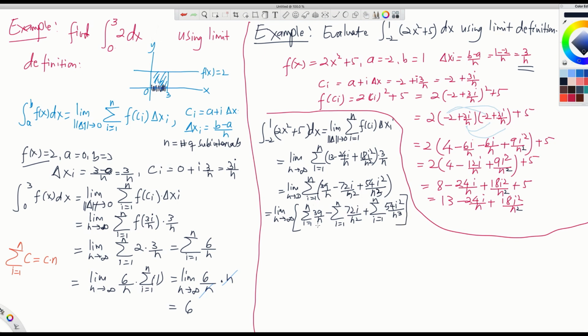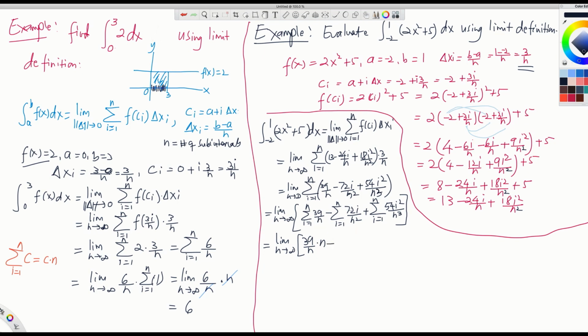Next, since there is no i, you can pull that out. So the summation of the constant will be n times that, right? So let me write that limit n tends to infinity. The first sum is 39 over n times the n. You see that? Because the summation of c is c times n. So you are adding that n times. There is no i, so you don't have to use any formula for that. Just n times that, right?